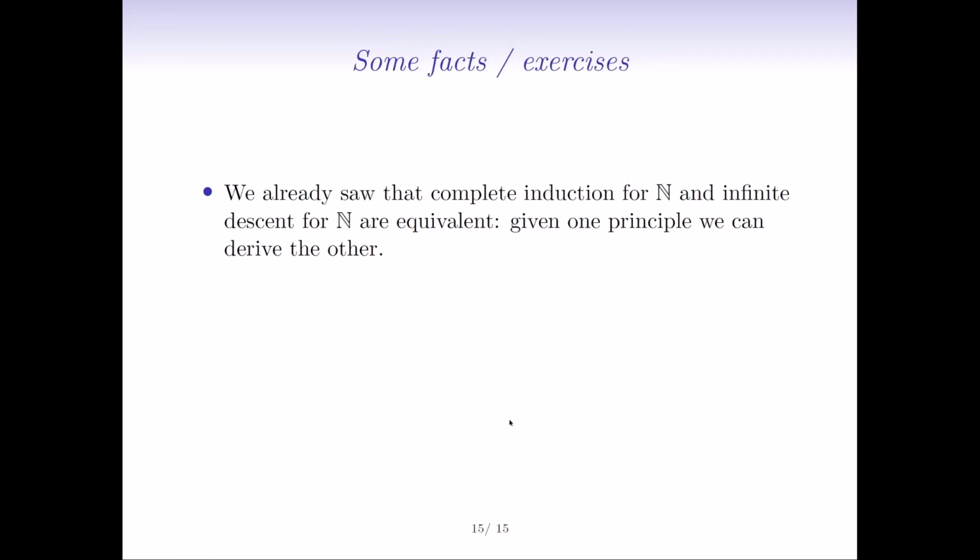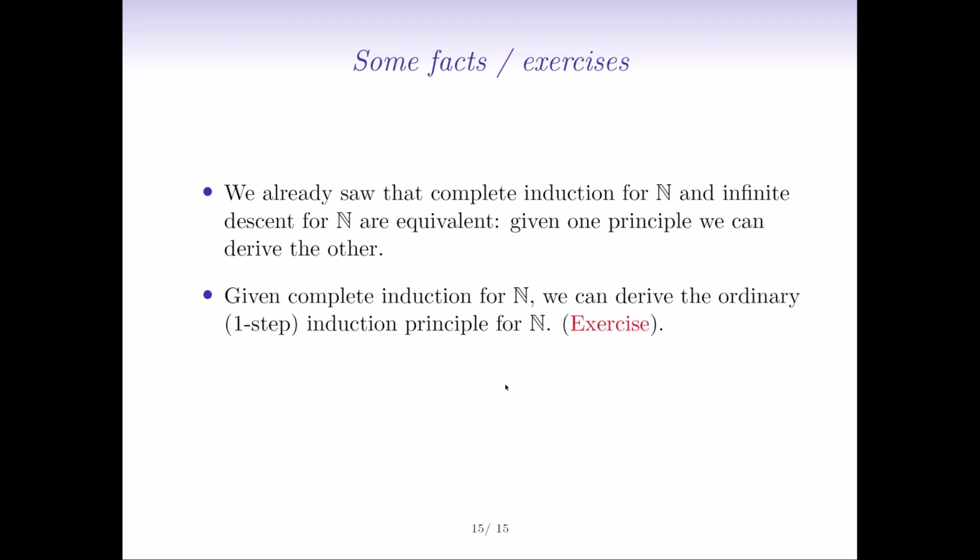So now I just want to leave you with a few facts, which I'm also going to leave as exercises for you to do at home. I already showed you just a few slides ago that complete induction and infinite descent for the natural numbers are equivalent, because when I state them as inference rules and I take the premise of one, then the premise of the other rule is equivalent just by applying the principles of first order logic. We also saw that two-step induction and one-step induction are equivalent. We saw that at the beginning of this lecture.